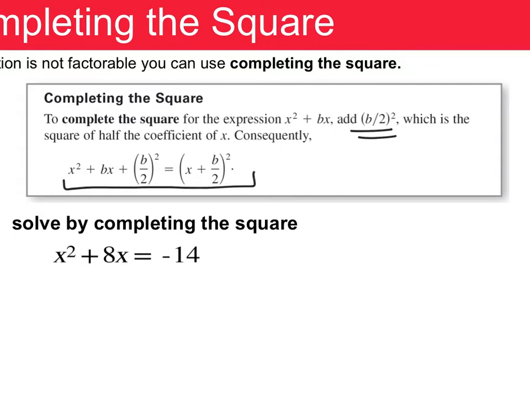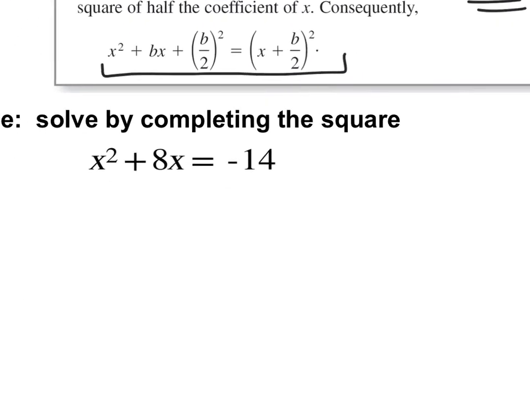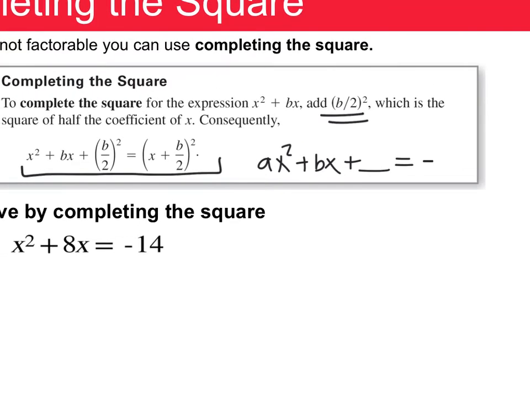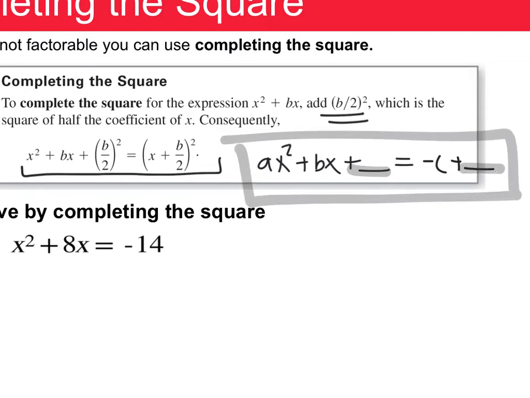I like to think about this more as a process. When you are completing the square, you need your ax squared plus bx, and then we want to leave a blank. So we're going to move our c value over to the other side, so negative c, and then we're going to add a blank to that side too, because if we're going to add something, we will have to add on both sides. So this is going to be our generic setup that I like to use.